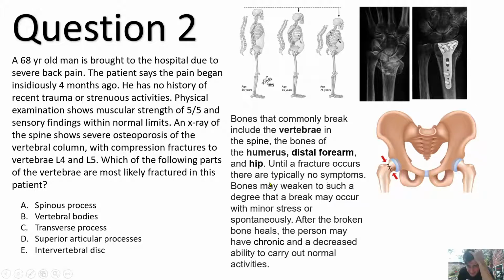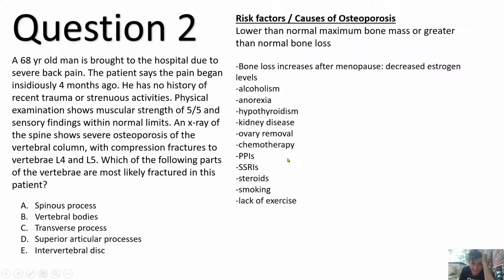Until a fracture occurs, there are typically no symptoms. Bones can weaken to such a degree that a break may occur with minor stress or spontaneously, and after the broken bone heals, that person may have chronic pain and a decreased ability to carry out normal activities. So you can see here, loss of height from compression fracture, and this hunchback again, this hyperkyphosis can develop. Let's talk about causes. We're getting to the answer, but we want to break this down.